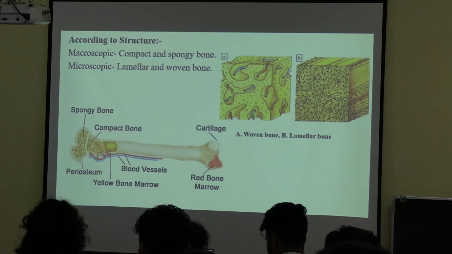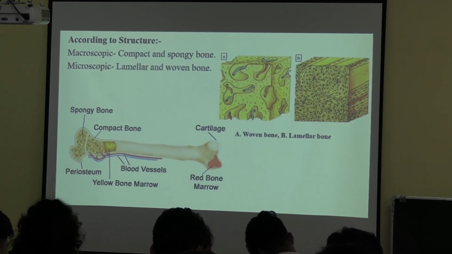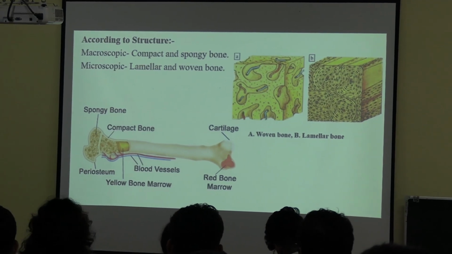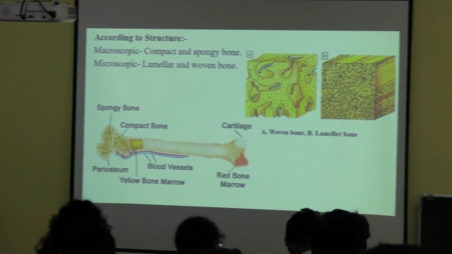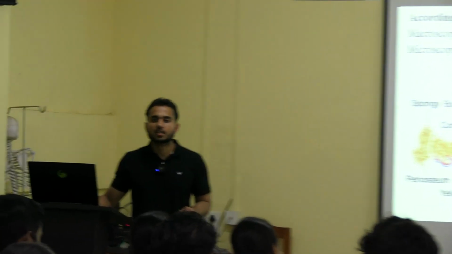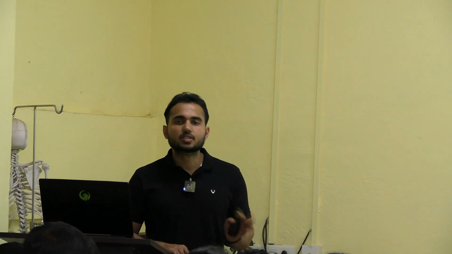So do you remember what we have discussed in the last class? Histology of cartilage, we have discussed in the last class. Okay. Now the next tissue which we will be studying today, that is the bone. Microscopic structure of bone. And before going to the microscopic structure of bone, have you studied the classification of bone?